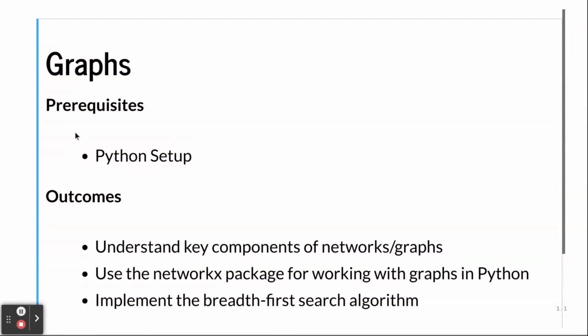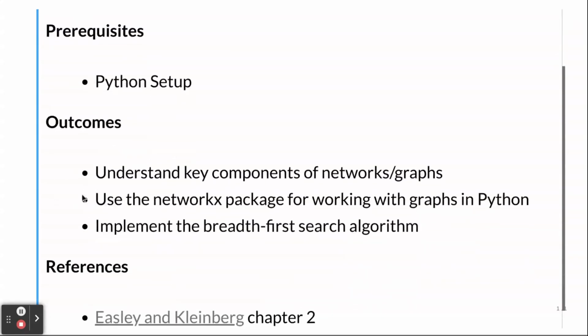Now, we're going to be using the Python programming language as our main environment to study graphs. And so we assume at this point that you have a working Python environment set up. The goals for this particular lecture are to understand the key components that make up a graph or a network. We'll also become familiar with the Python package networkx, which is a very popular library used in Python that enables convenient and easy exploration of graphs and patterns within graphs.